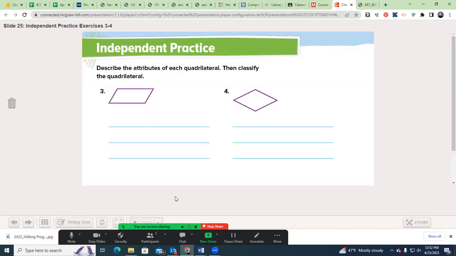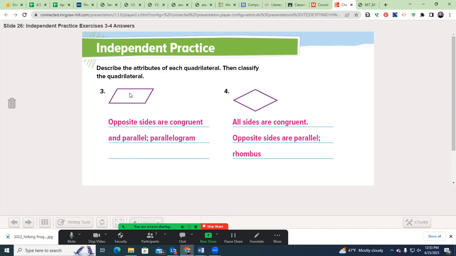All right, so now we're on the independent practice on 9:31. First ones, I want you to do 3 and 4. Write down whether you see 90-degree angles or right angles, whether opposite sides are congruent or parallel, and then identify or classify the quadrilateral. You should pause the video. When you're done, unpause the video and see how you did. You may pause the video now. Welcome back.